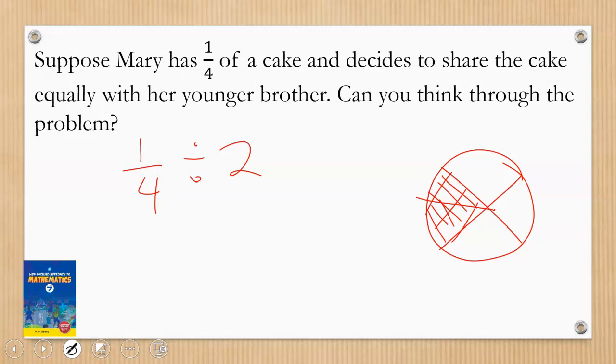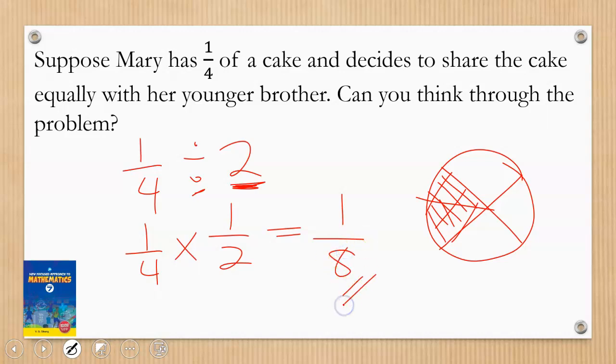What we have to do is that anytime we divide a fraction by a whole number, or a whole number by a fraction, the second number, we can reciprocate it by changing the division to multiplication. So we are going to have 1/4 times 1/2. And when that happens, we multiply the numerators and the denominators, which gives us 1/8. So it means that if they divide the 1/4 by 2, each of them will consume 1/8 of the cake. I hope it makes sense.